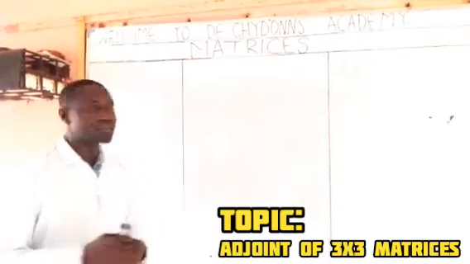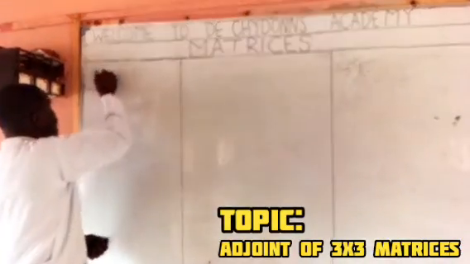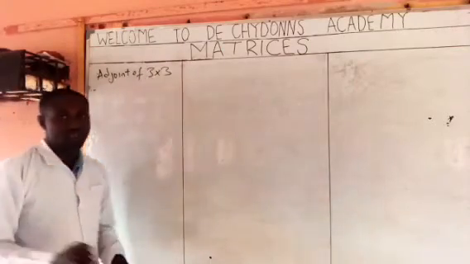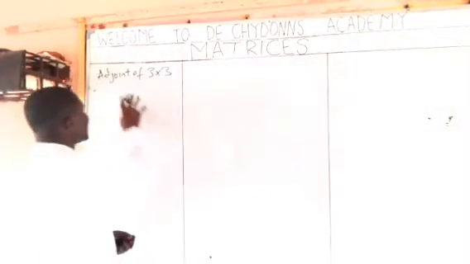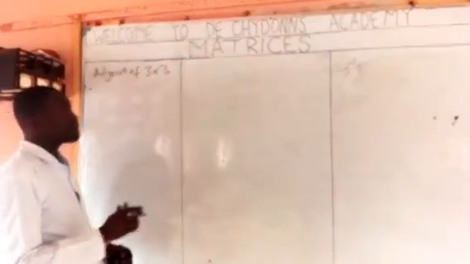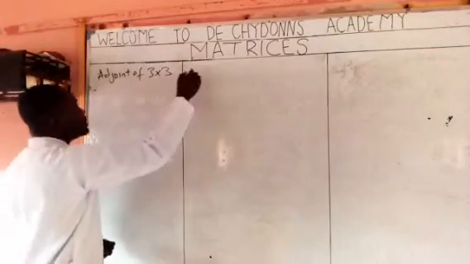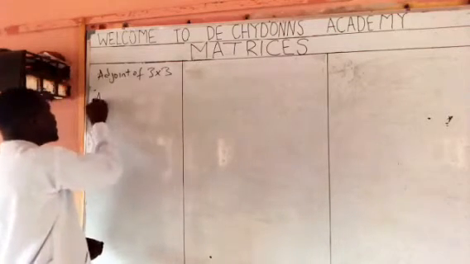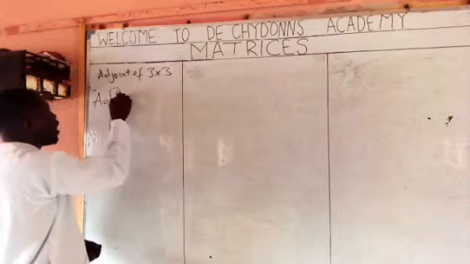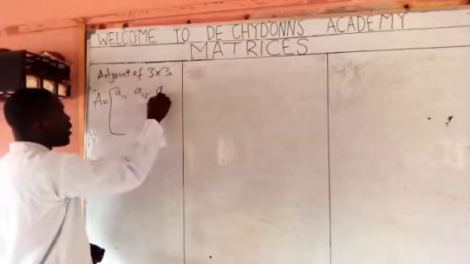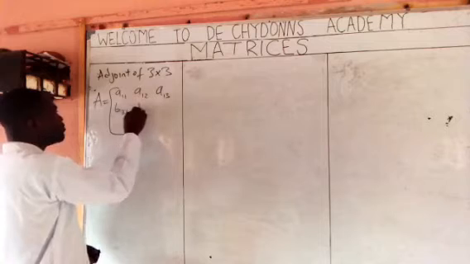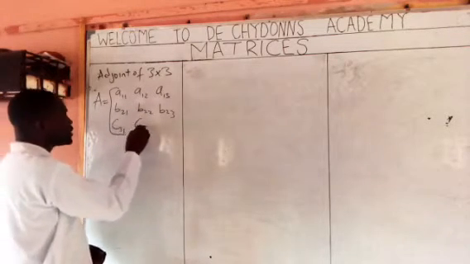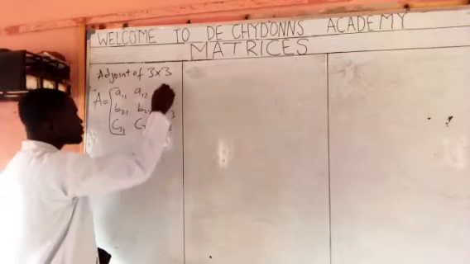3 by 3 matrices. Adjoint of 3 by 3 matrices. Now, before you get the adjoint of 3 by 3 matrices, if the matrix A is given as A11, A12, A13, B21, B22, B23, C31, C32, C33.